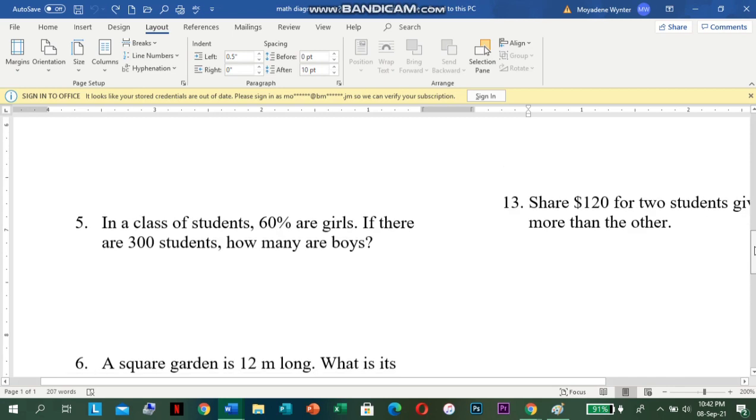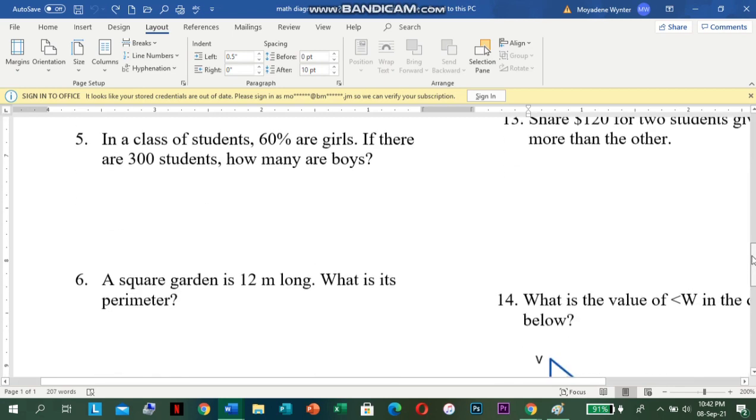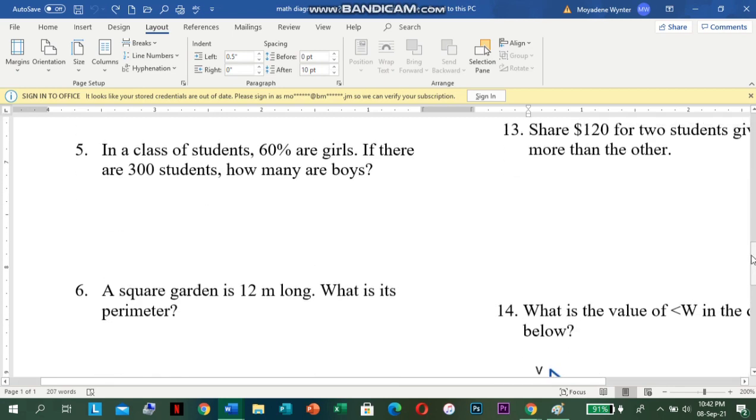Okay, good. All right, so number 5, it says in a class of students, 60% are girls. If there are 300 students, how many are boys? Let me read it again. In a class of students, 60% are girls. If there are 300 students, how many are girls? How many are boys? Now, 60% of the students are girls.